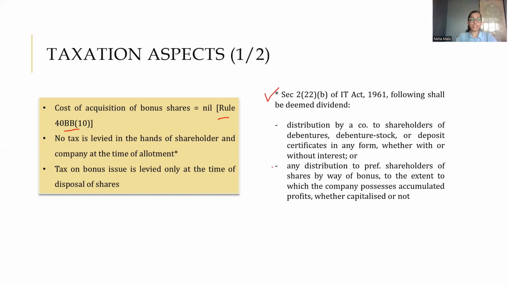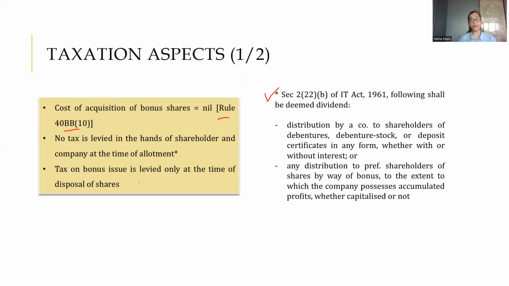So this is about the taxation in case of bonus. After that, when the security holders who have received bonus shares dispose of them, tax is levied at the time of disposal. So from here, what can be concluded is that in case of bonus, there is no taxation either in the hands of the company or in the hands of the shareholders at the time of allotment. However, when the shareholder disposes of the shares, then the tax is levied in accordance with the Income Tax Act under the head of capital gains.